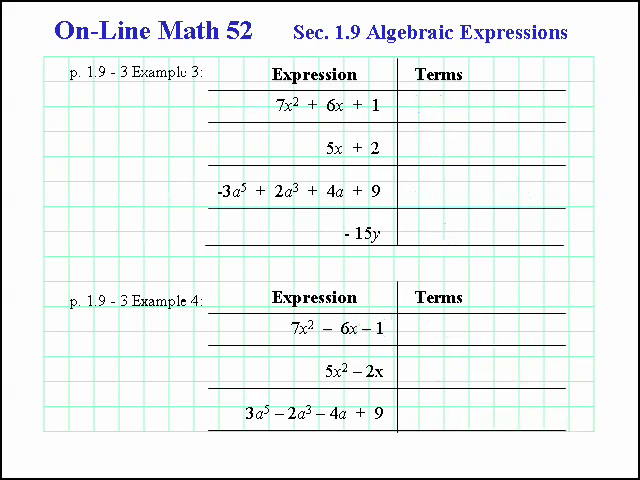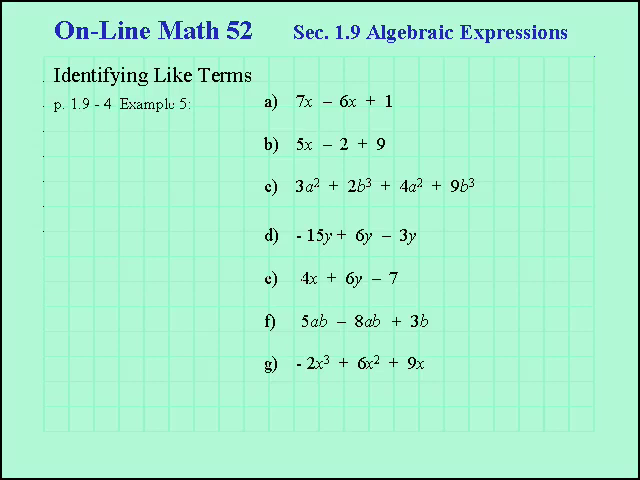Okay? Example 5. Again, I'm just going through the examples. I do expect you to be reading the book here. Identifying like terms. I'm not going to do anything with them except just to identify which ones are like terms. And the like terms are oftentimes easy to identify. Here's a 7x and a negative 6x. Those two are like terms. Here, negative 2 and positive 9 are the like terms. They're both constants. They don't have a variable cluster with them. They're constants, but they're like each other in that way.